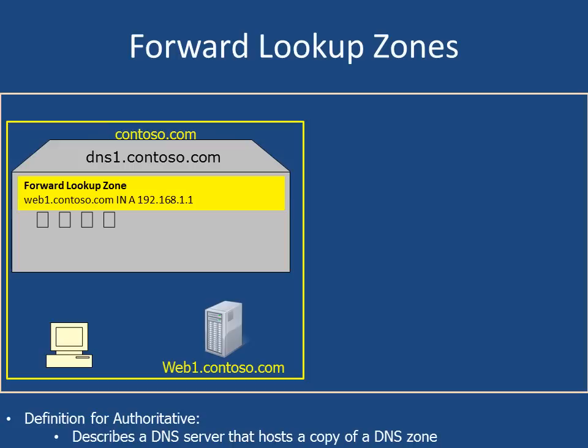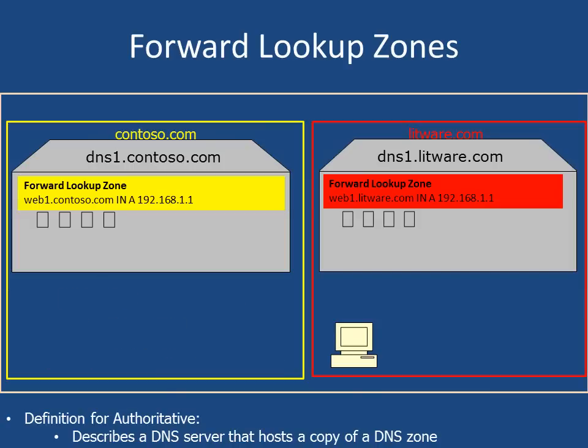Now, in this instance, the query from the local machine will be for that FQDN, web1.contoso.com, and that server is authoritative for that A record. So because it's authoritative, it will reply with an authoritative response and give the IP address for that server. The client then connects to that server using that IP address.